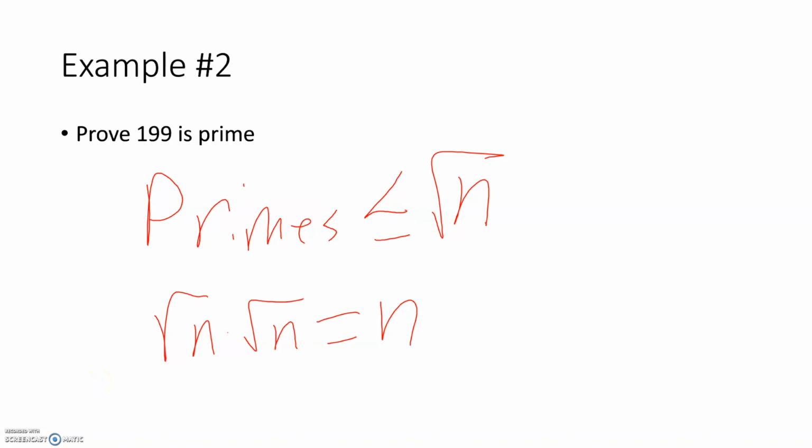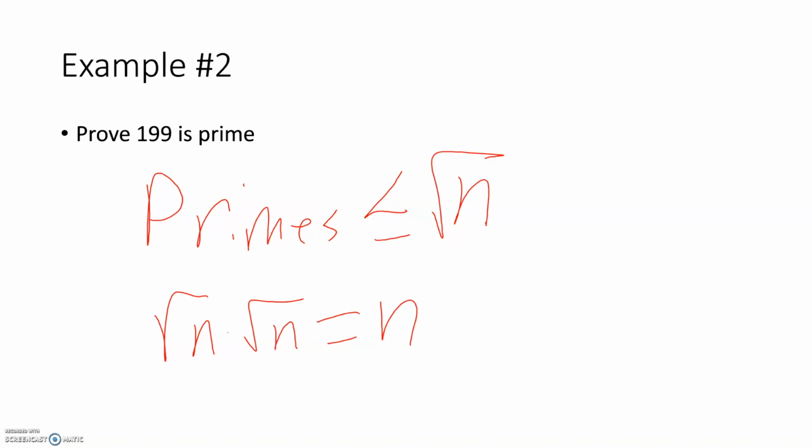Prove 199 is prime. If you're trying to prove a number is prime or find the prime factorization of that number, you only need to test the primes that are less than or equal to the square root of n. We know this since square root of n times square root of n is equal to n, and let's say we test a number larger than square root of n. That means the number we're multiplying it by must be less than square root of n, and we must have already tested that number. So we only need to test the primes less than square root of n.